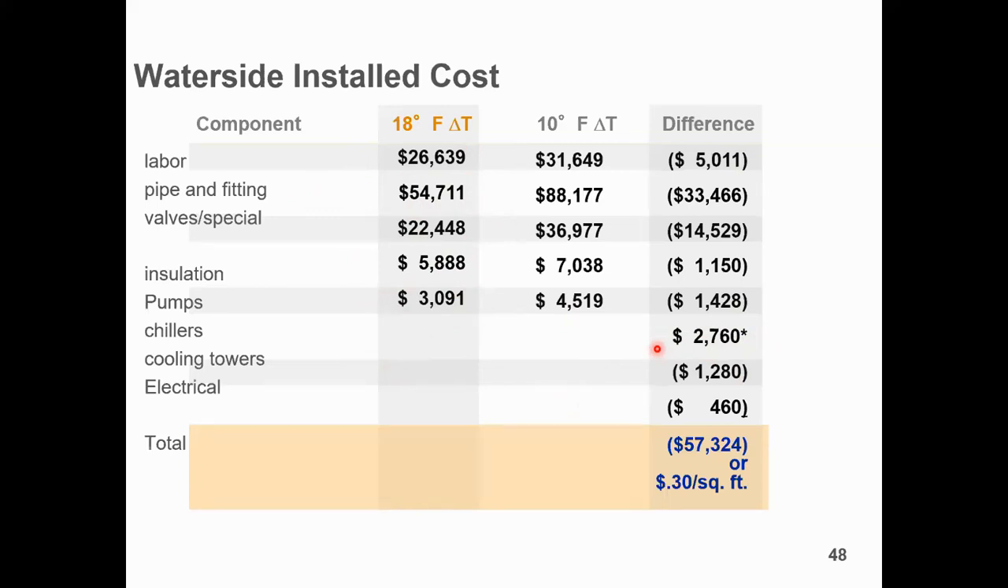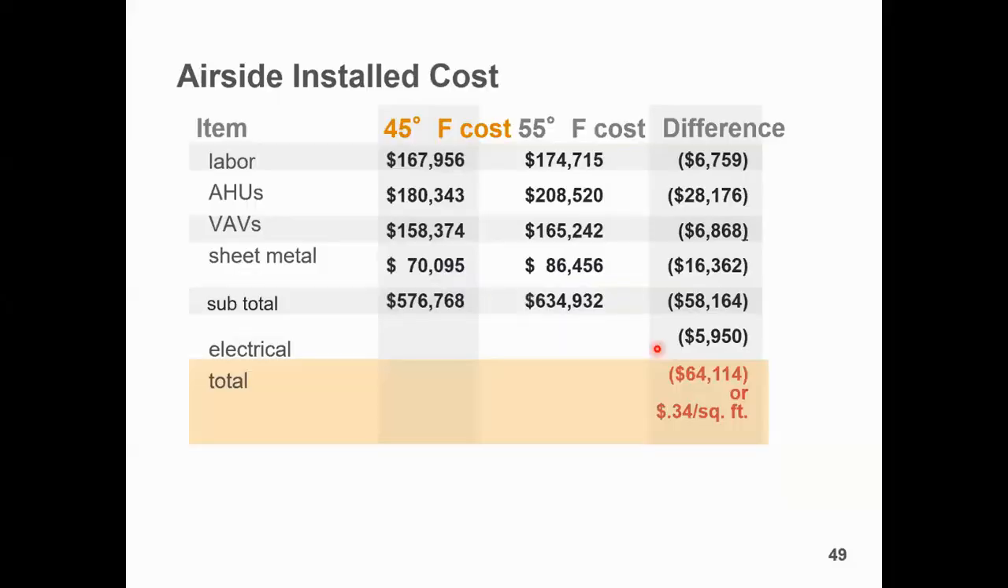But because we have already said that the chiller efficiency is the highest among all the components, it is worth making that efficient machine work harder. Also see this remarkable cost savings on the first cost for the airside installation. For the air handling units, you have saved labor cost, sheet metal cost, and electrical cost. So total savings was close to around $64,000.